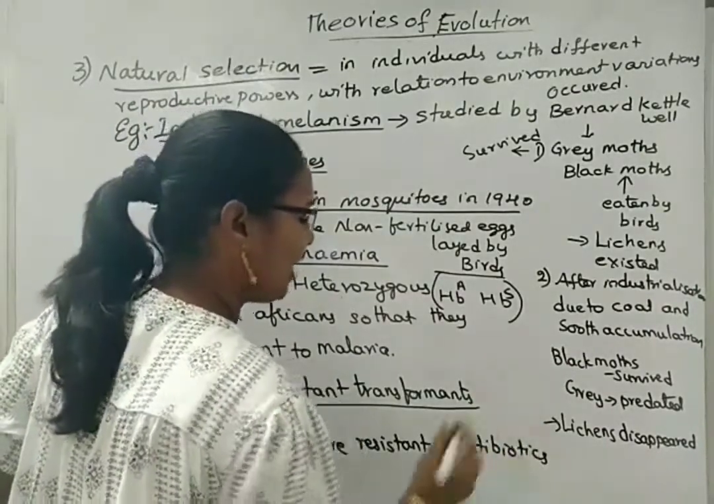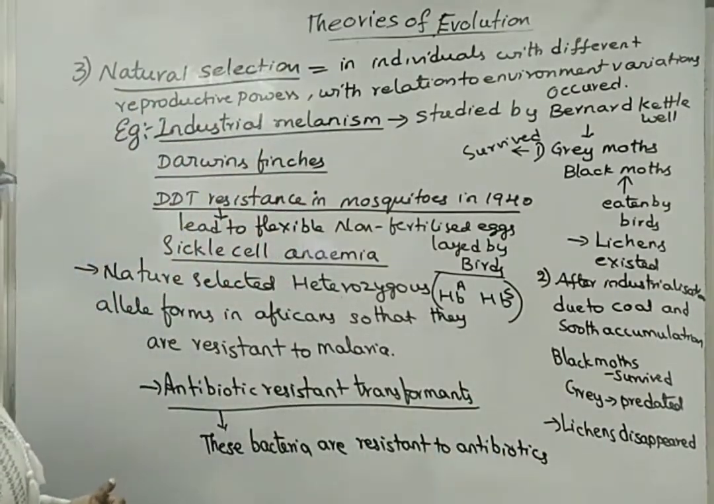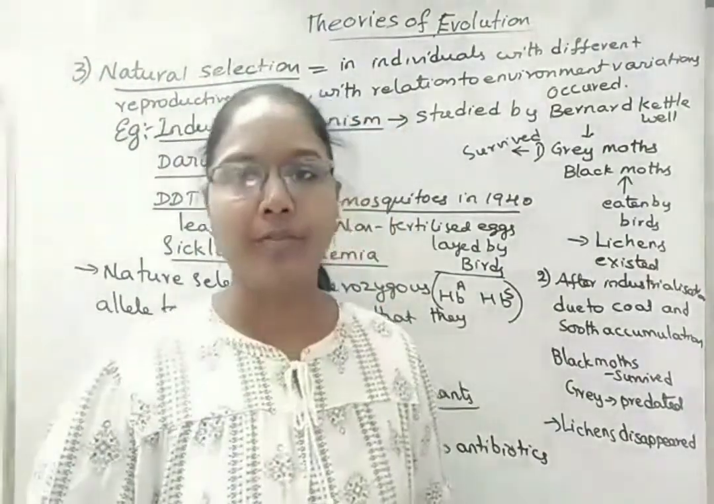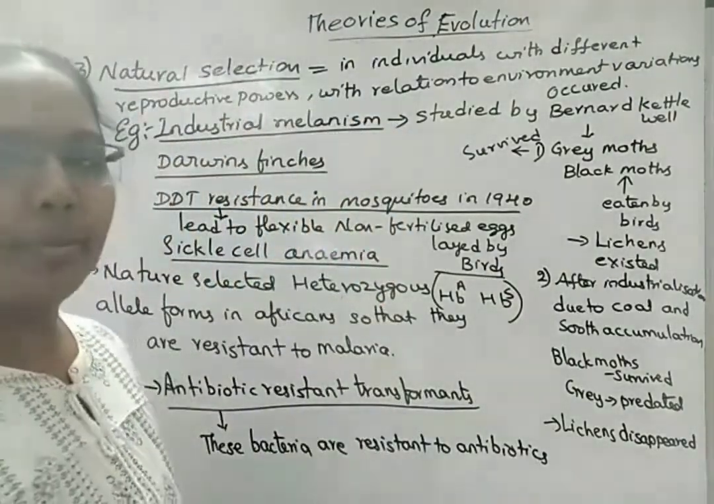So these are a few examples relating to natural selection. This is about the modern theory of evolution or neo-Darwinism or synthetic theory of evolution given by many scientists.